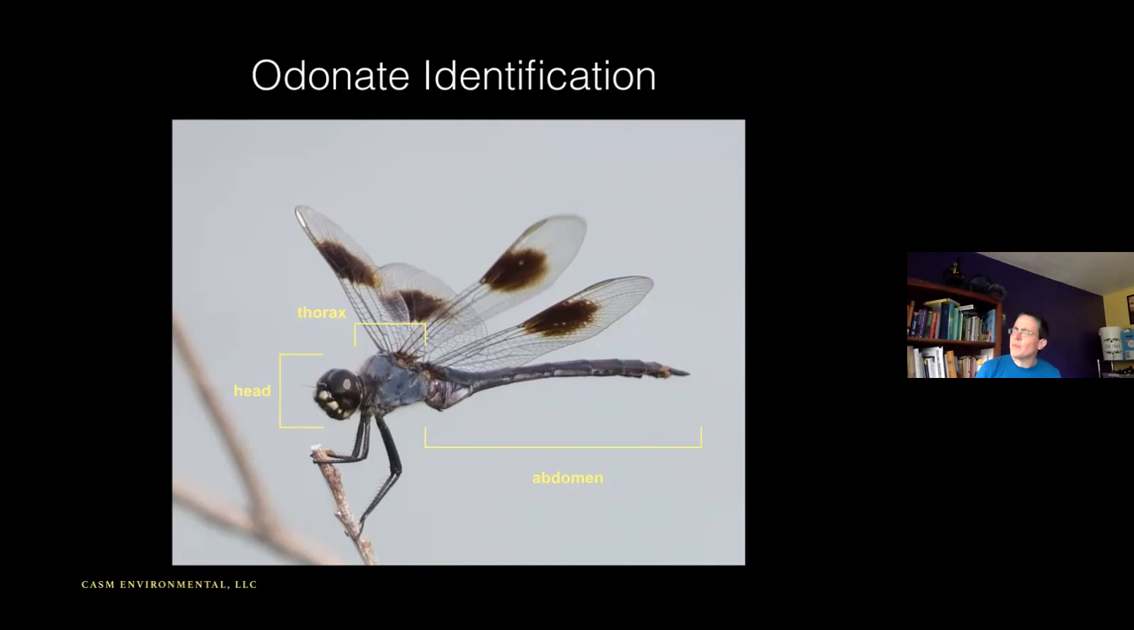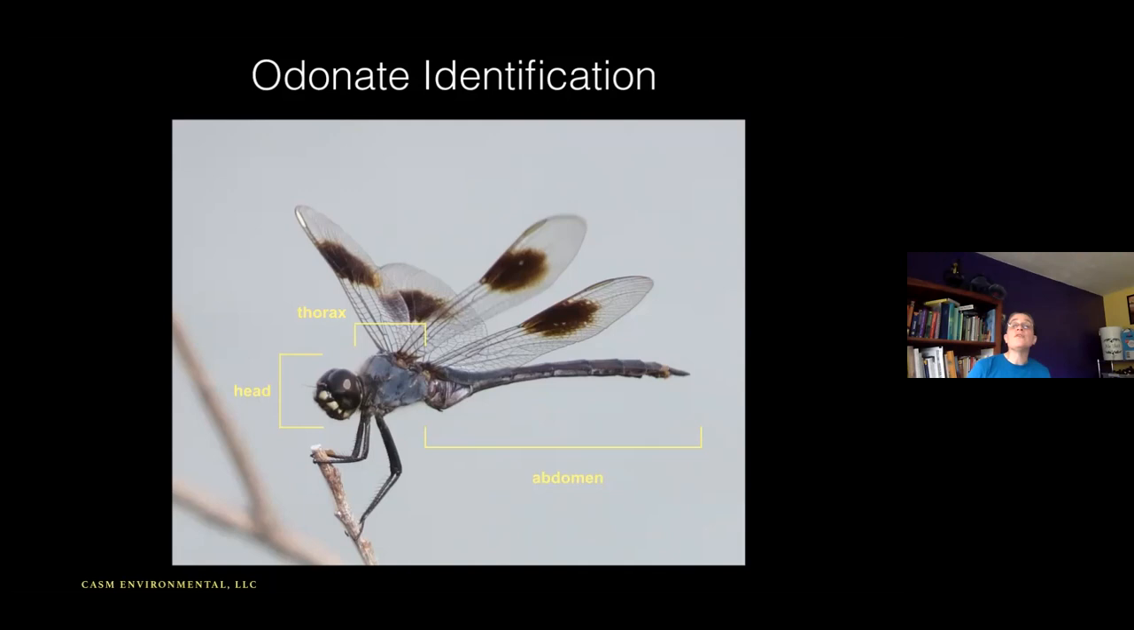But it is true that if you want to identify these creatures, you're going to need to learn a little bit of terminology, because they're put together a little differently than other kinds of animals you might be more familiar with. So this particular dragonfly was just a good perch, a good shot that lets me show the different features. It's not actually a species you'd see around here. This is a four-spotted pennant. I got a picture of it in Texas, but it's a good way to illustrate the different body parts. And these are also things you'll see referred to in species descriptions in your field guide.